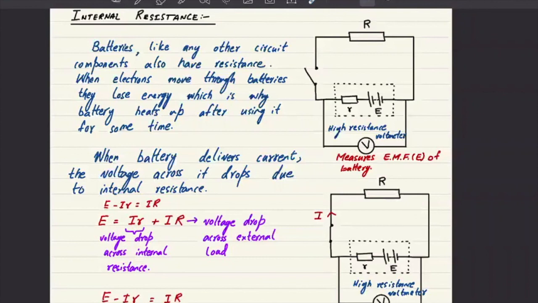So total EMF is equal to the sum of two voltages. One is the voltage drop across the internal resistance, and the other one is the voltage drop across the external resistance. This is something we've been ignoring up till now, but we won't be ignoring it anymore, in questions where we have to consider internal resistance.